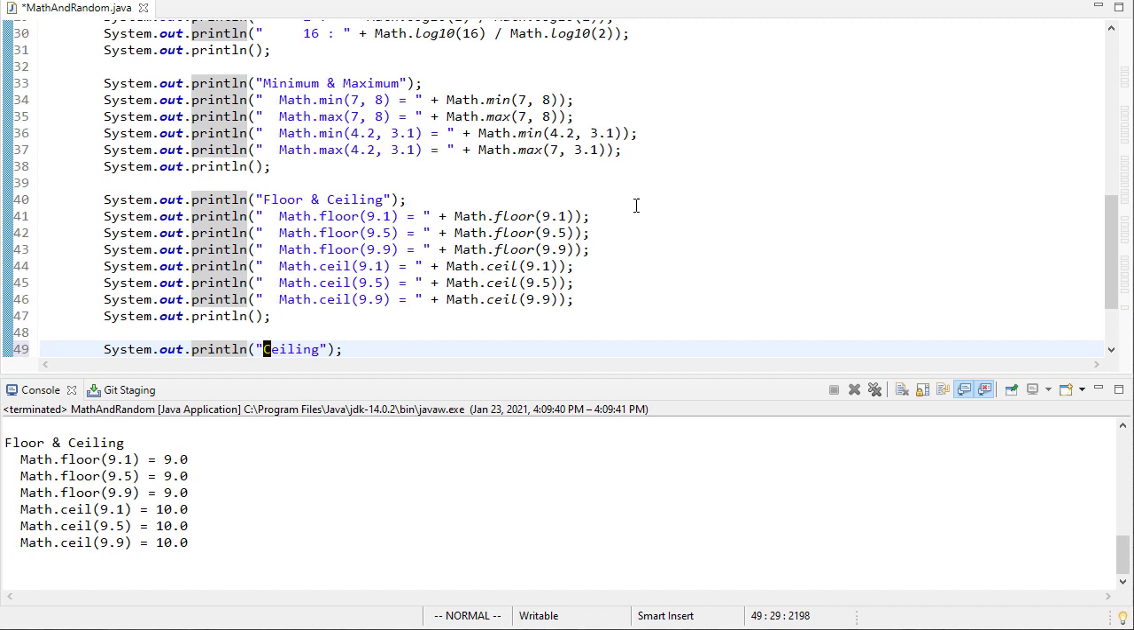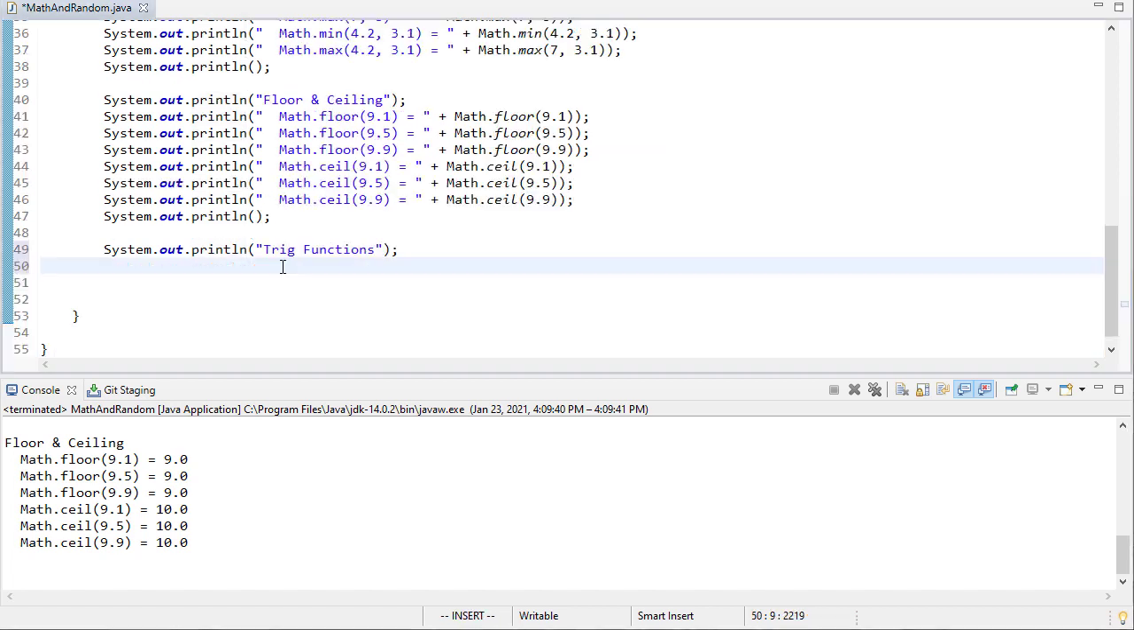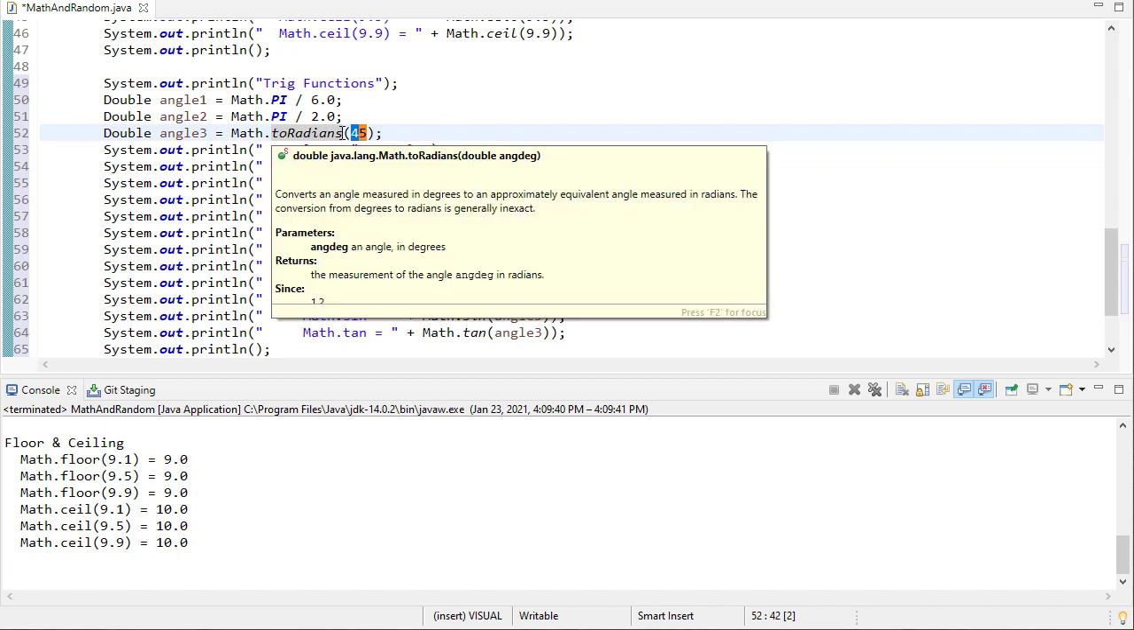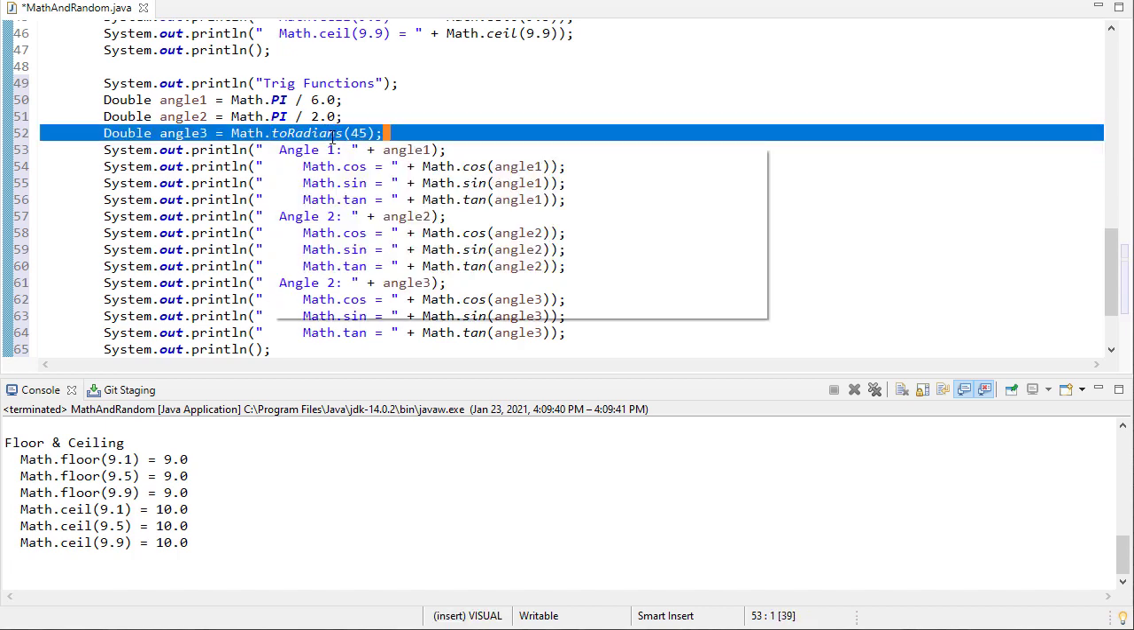So next, let's do some trig functions. First off, all the trig functions take radians. So for my first angle, I'm going to do pi over 6. My second angle, I'm going to do pi over 2. And then for my third angle, I'm going to call the toRadians function with 45 as a parameter, which will give me the appropriate result in radians of 45 degrees, which would be pi over 4.